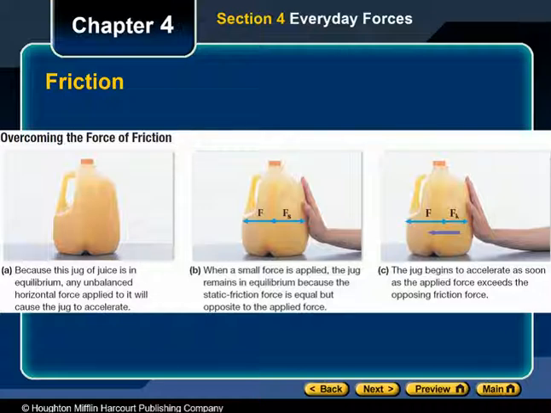When the jug is at rest, the only forces acting on it are the forces due to gravity and the normal force exerted by the table. These forces are equal and opposite, so the jug is in equilibrium. When you push the jug with a small horizontal force, F, as is shown in figure B on the screen now, the table exerts an equal force in the opposite direction. As a result, the jug remains in equilibrium and therefore also remains at rest.